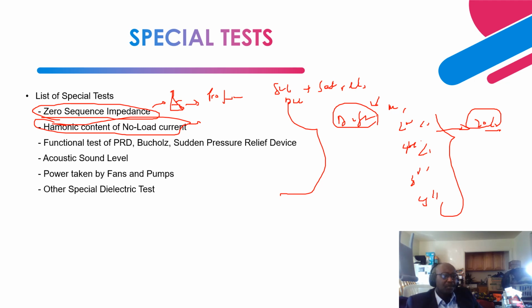Next is functional testing of auxiliary devices, pressure relief devices, sudden pressure relief devices. This is considered a special test that has to be done for the customer.